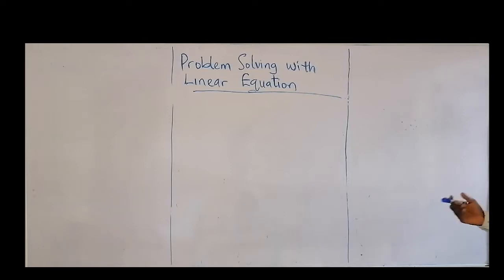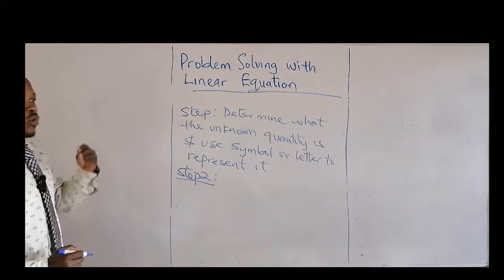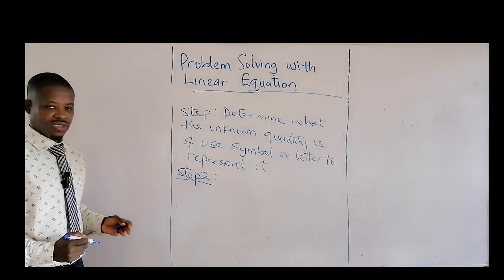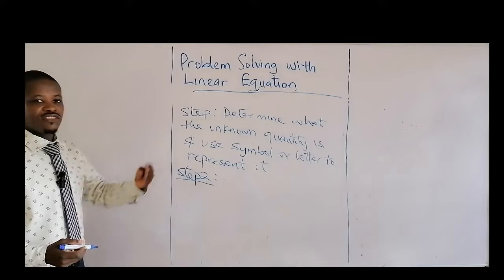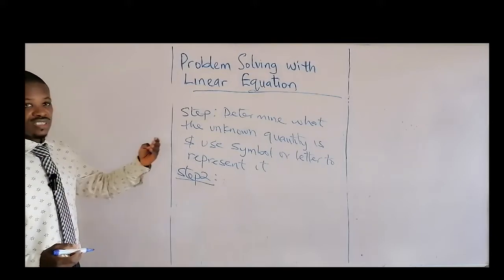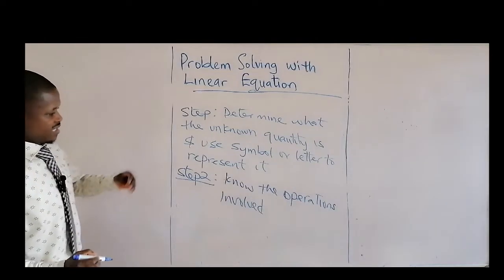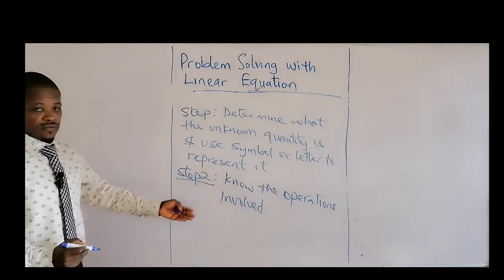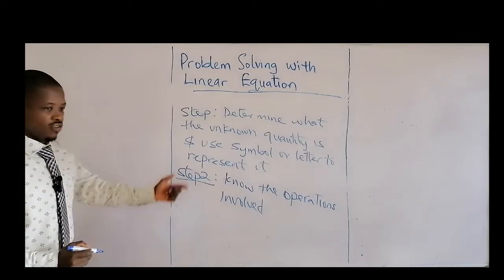unknown quantity is, and use a letter or symbol to represent it. Step 2 is to know what the operations involved are. Is it addition? Is it subtraction? Is it division? Step 3, after knowing the operation involved, is to form an equation and solve the equation.